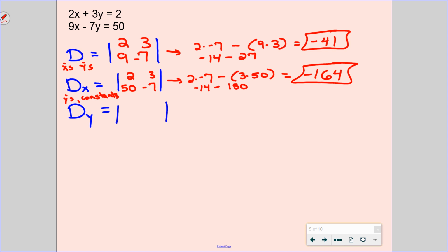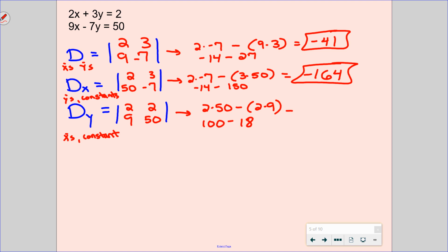Same process now for the determinant with respect to y. Notice that with the y, we're still going to have our x's in the equation, and in place of the y's, we're going to put our constants. So our x's have to be just like what we started with in the very first equation, our 2 and our 9. But now, in place of the y's, are going to be the two constants that we have, the 2 and the 50. So we have our 2 times our 50. We subtract the answer that we get with the 2 times the 9.